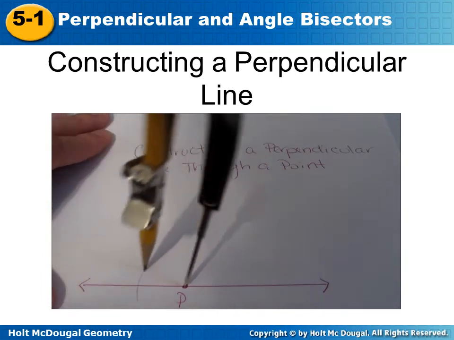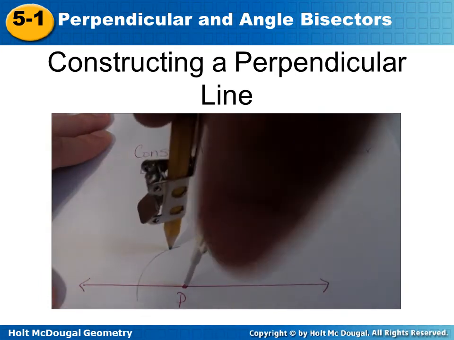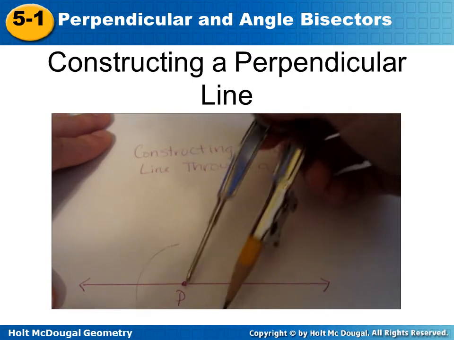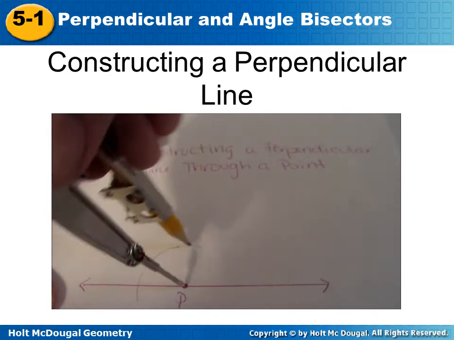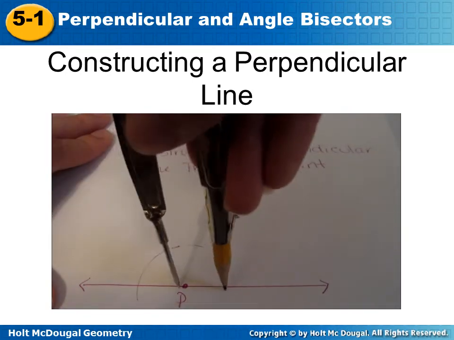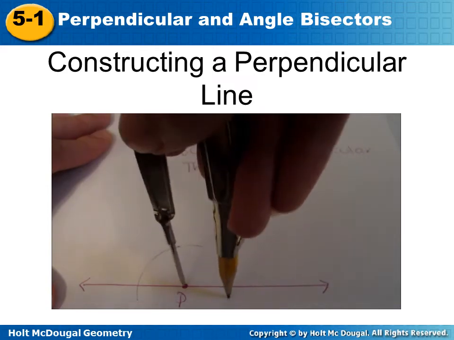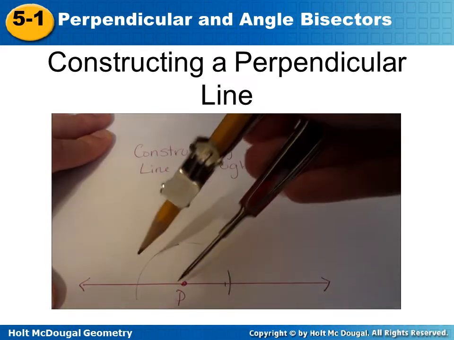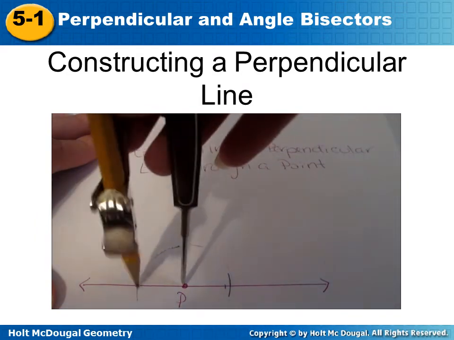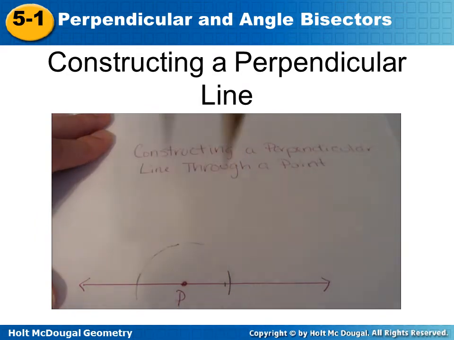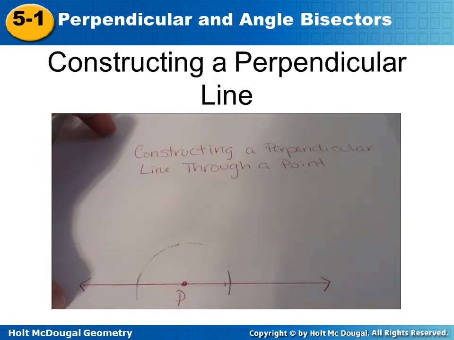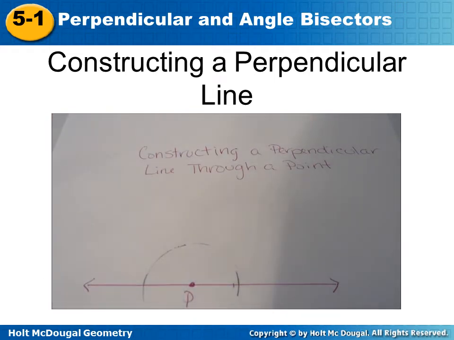Once we've done that, we want to make an arc that goes all the way around from point P, from one side of the line to the other. It's okay if it doesn't go all the way around, but what you want to make sure you do is that the distance here and the distance on this side are both marked. So we can see that we have both of those areas marked.